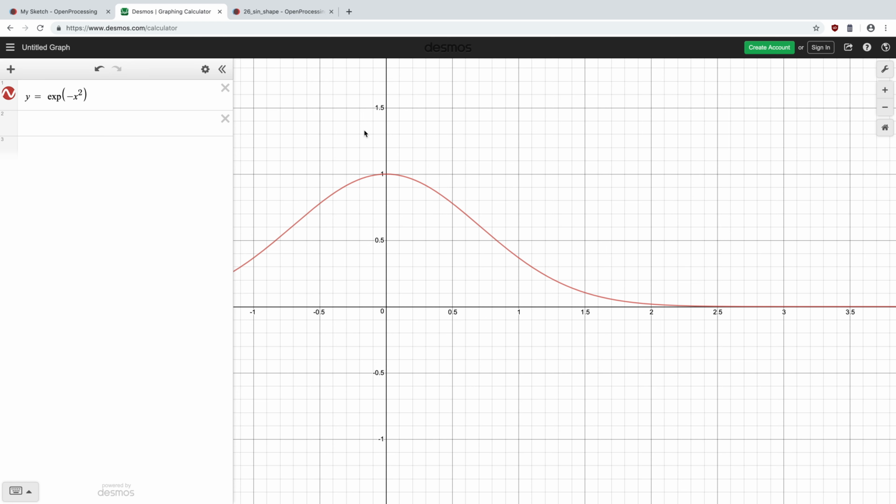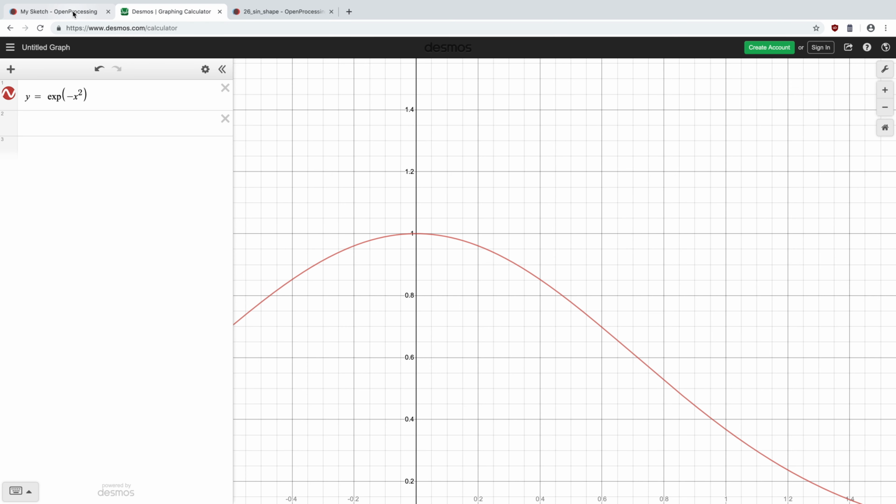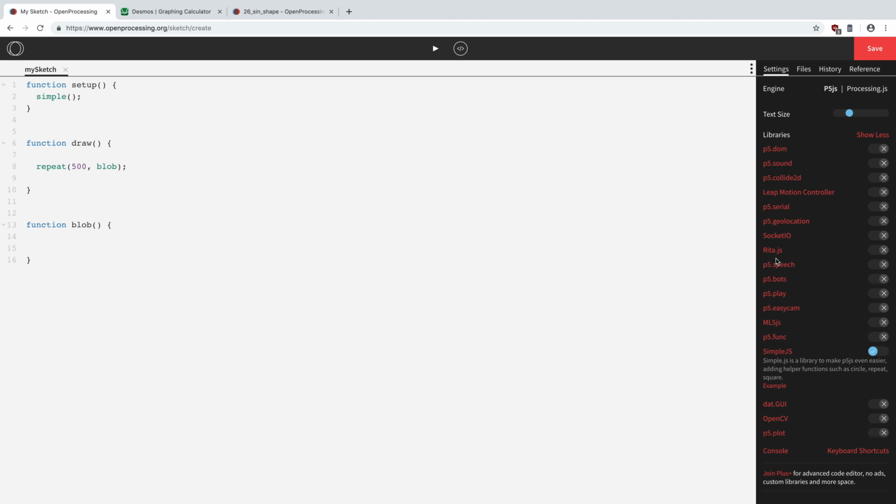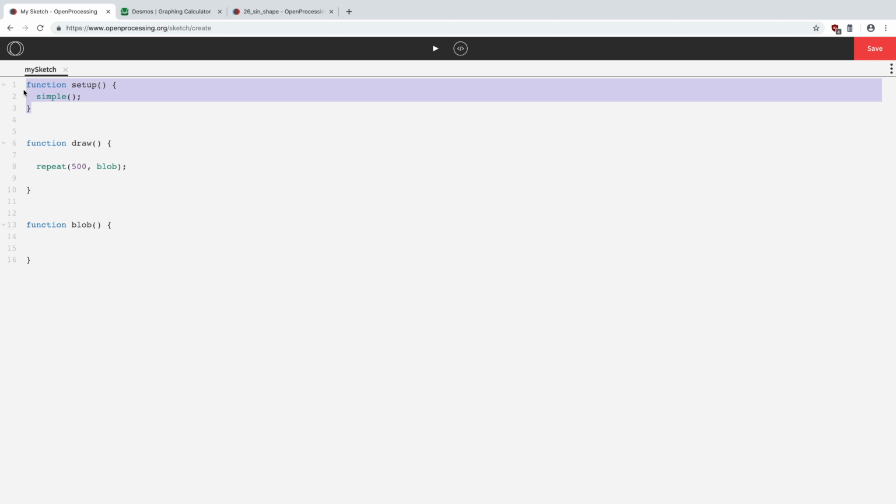So let's go to our code. Now I'm logged in as usual into OpenProcessing. Got my Simple library enabled, and I've got Simple set up over there. And I've written a repeat instruction, simpler than the one we did last time. There are no loop counters. All it's saying is, this function blob, call it 500 times. So whatever blob is doing, do it 500 times.